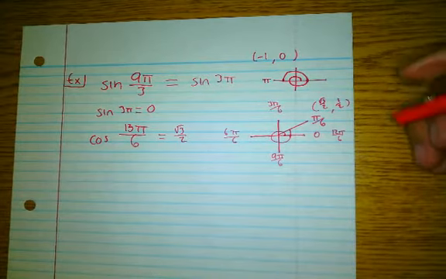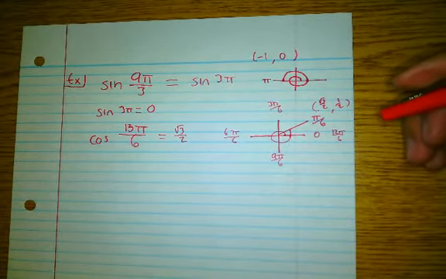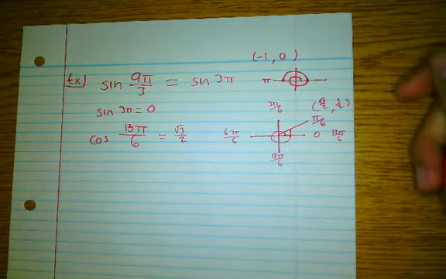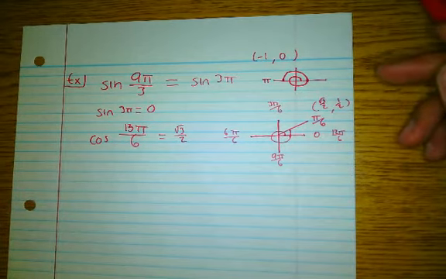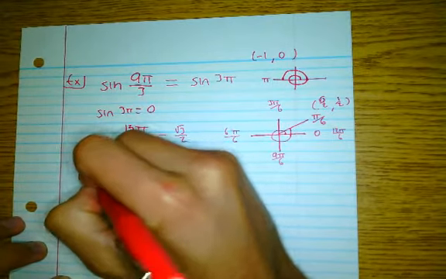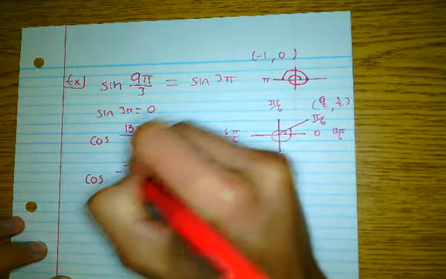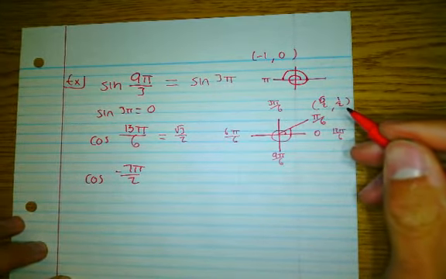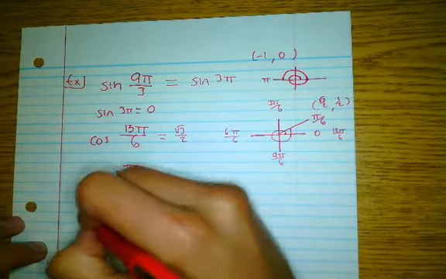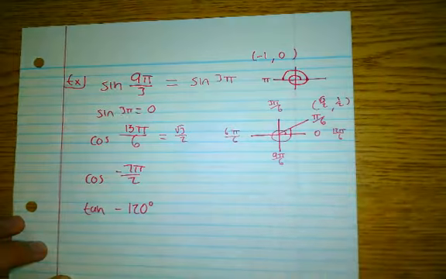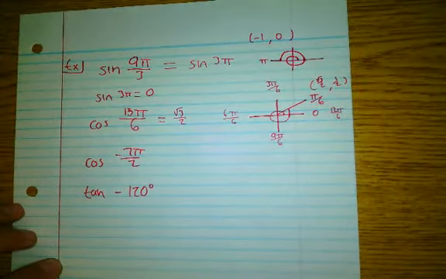Okay? I'll give you 2 to try on your own, and that's all I got for you today. Okay? So find the cosine of -7 pi over 2. And then find the tangent of -120 degrees. Okay? Find the cosine of -7 pi over 2 and find the tangent of -120 degrees.